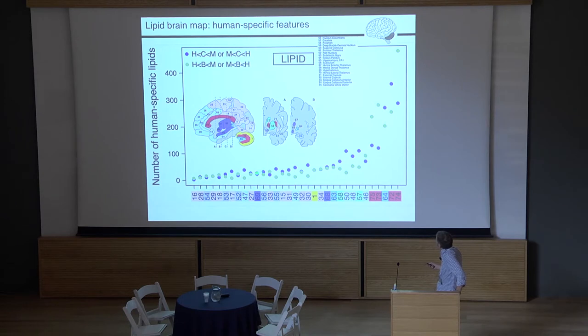What you see here is the actual number of human-specific lipids. The blue ones are compared to chimpanzee, the green ones compared to bonobo. As expected, they show good agreement. And here you can see this raspberry color, and remember, raspberry color is white matter. So white matter is in there, but it's actually the basal ganglia mostly. So actually, this is not prefrontal cortex at all. But don't hurry, it's not yet the final answer.